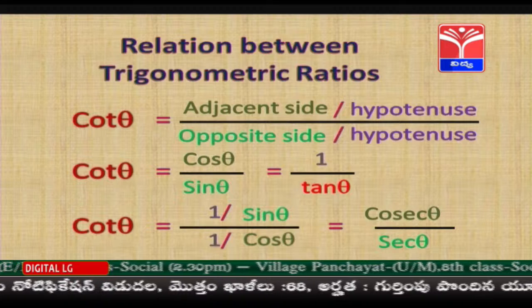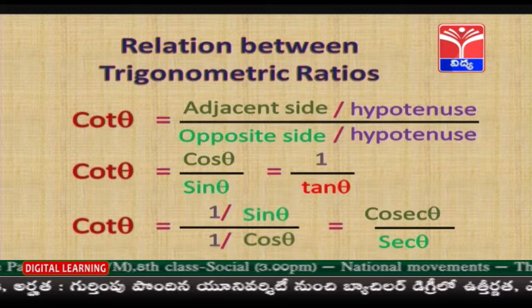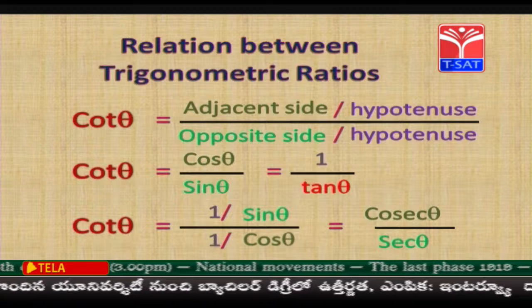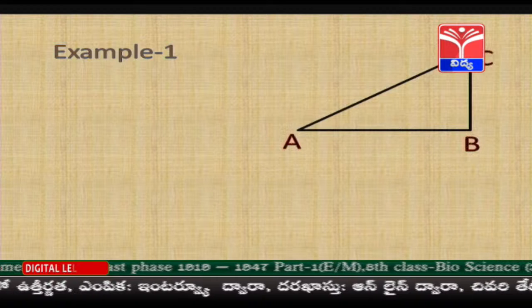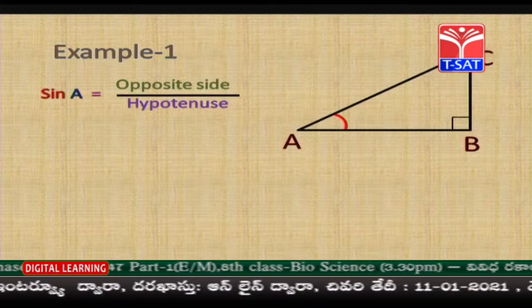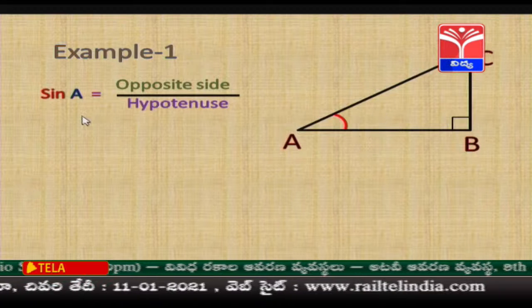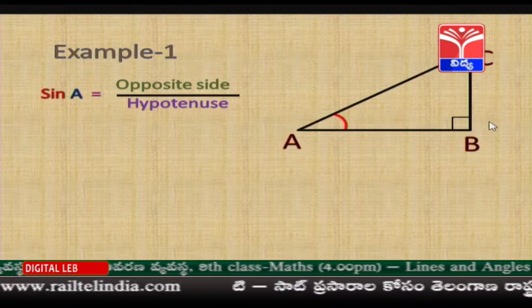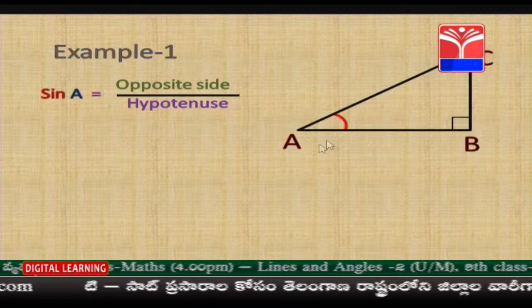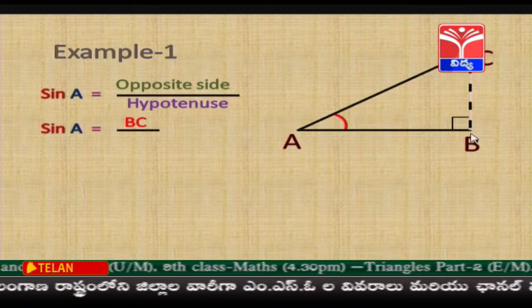With this we have understood the relation between each and every ratio with respect to a particular angle. Now, let us have an example. Please see how to find it. Now, there is a triangle ABC. Here the angle A is at this particular point, where sin A of this angle A is equal to opposite side by hypotenuse. What is the opposite side here? BC. What is the hypotenuse here?